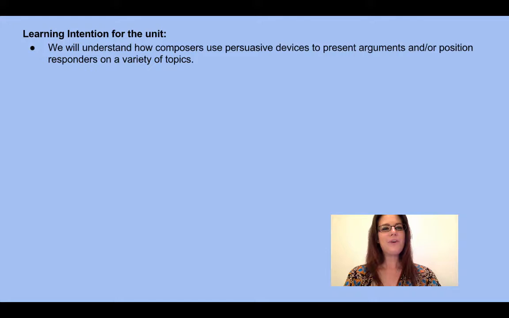Through this unit of work, you are going to understand how composers use persuasive devices to present their arguments or to position their responders on a variety of topics. Now, just to remind you, a composer is a person who creates a text, spoken or written or visual, and the responder is the person who views that text or listens to it.